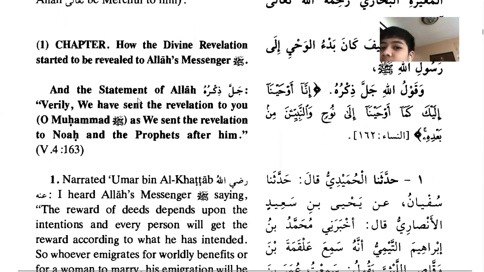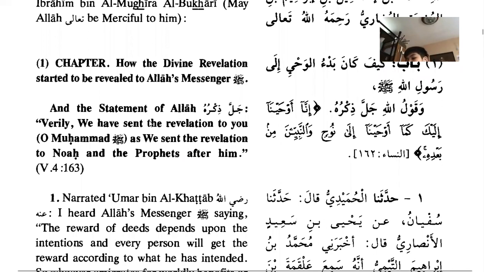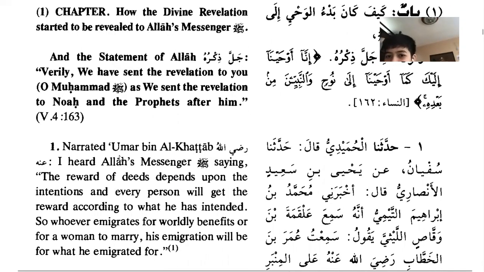Now read this statement of Allah. Verily, we have sent the revelation to you, O Muhammad sallallahu alaihi wasallam, as we sent the revelation to Noah and the prophets after him. So here Allah is saying that Allah has sent a message to Prophet Muhammad sallallahu alaihi wasallam, just like he has sent the message to other prophets before him. Prophet Adam.